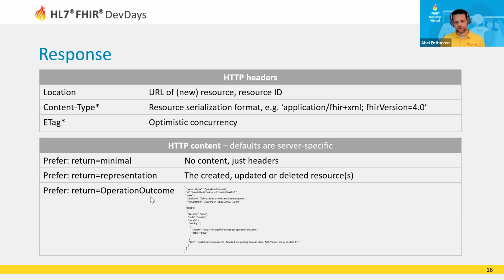There's also possibilities to change the return that you get, the HTTP content that you get. In this case, we use the prefer header in the request. So if you use prefer return minimal, then you get nothing really. That's what I did with the delete. So if you say return representation, then you get the resource, the resource that you just posted or put. And if you choose operation outcome, you'll get this beautiful operation outcome resource that I just showed you. And really the operation outcome for something that goes right is very small because it will just say everything is okay.